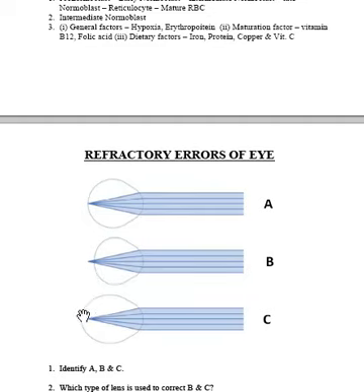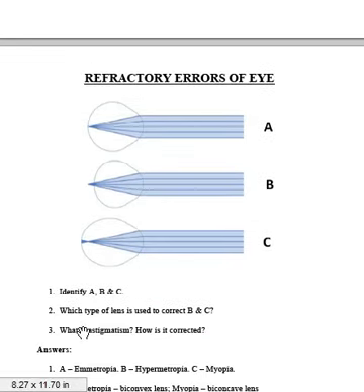So there will be some changes present in A, B, and C. Depending on that, there will also be some questions: identify A, B, C, which type of lens is used to correct B and C, and what is astigmatism and how it is corrected. These are the questions for this refractive error of the eye.